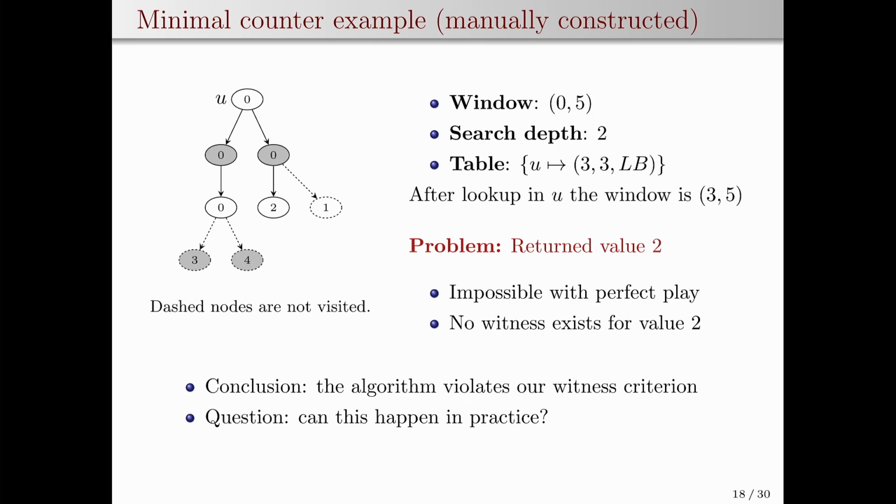But moreover, there is no witness game tree that results in the value 2. It does not exist. If you extend this depth level to 3 with the nodes 3 and 4 or not, the result is always 1, 3, or 4, but never 2. There's no witness that results in 2. So really this example shows that the criterion does not hold.